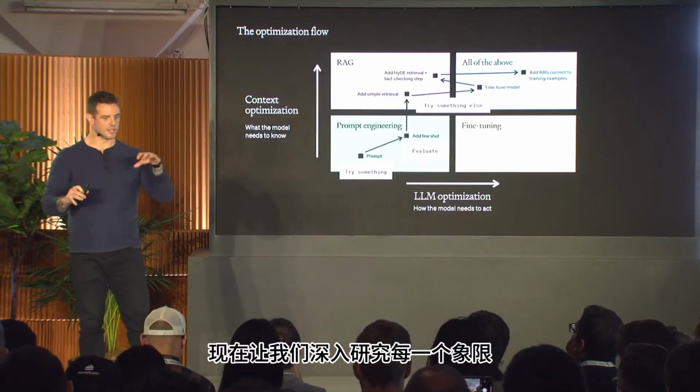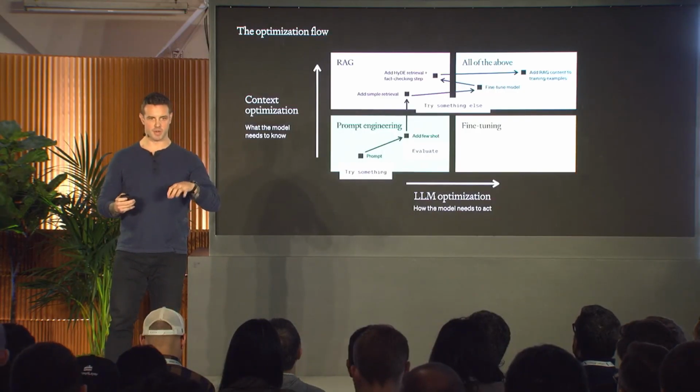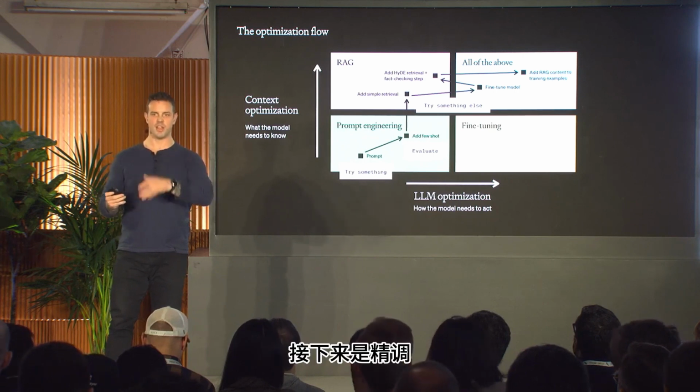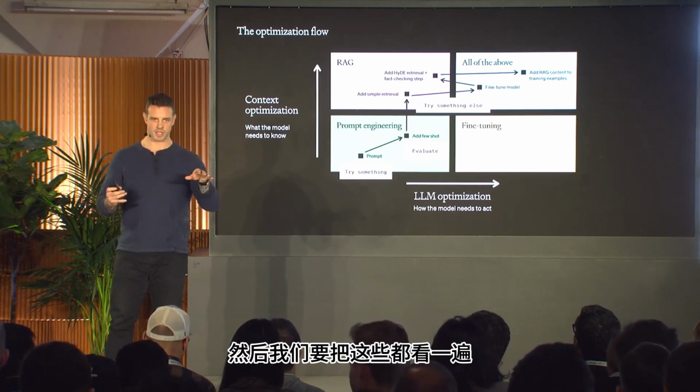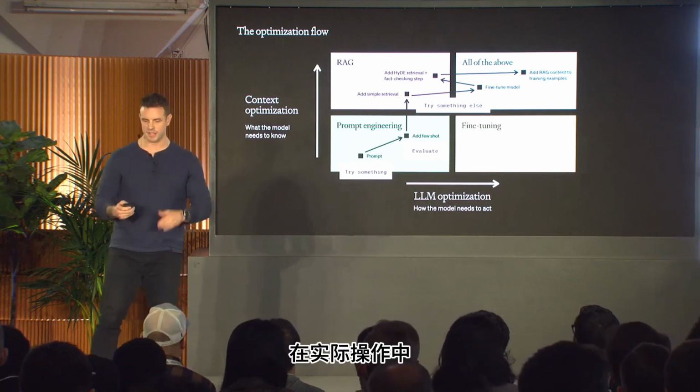So let's dive into each of these quadrants now. We're going to start in the bottom left with prompt engineering. Then we're going to move on to retrieval augmented generation, fine-tuning, and then we're going to take all this for a spin with a practical challenge that myself and John took on and show you how this works in practice.